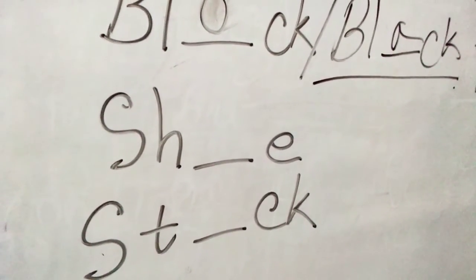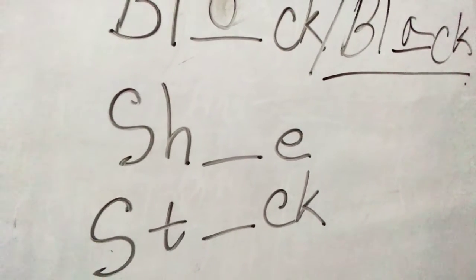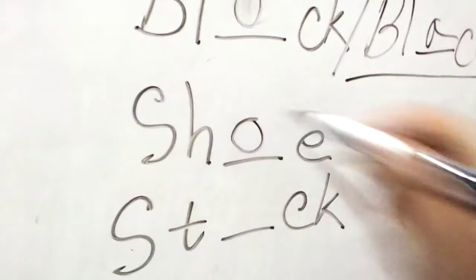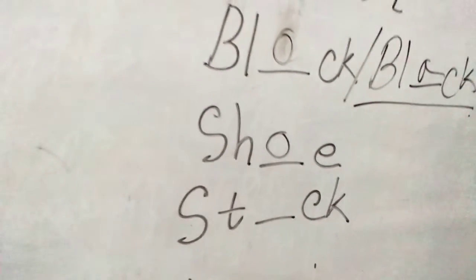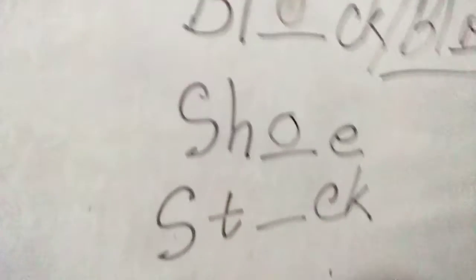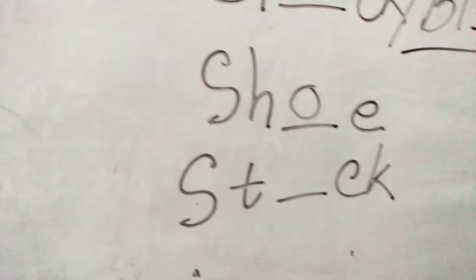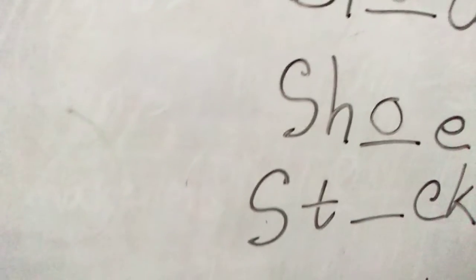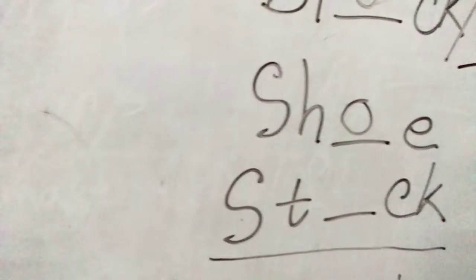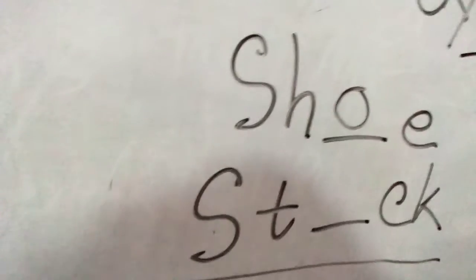So SH-E. If I put O, then it becomes shoe. Do you know shoe? A kind of wearing that we put on for our legs. Then coming to the last one for this column, the last one is ST-CK. If I put C, this will make different words at different times. See, if I put O here, it becomes stock. Stock means to store something.